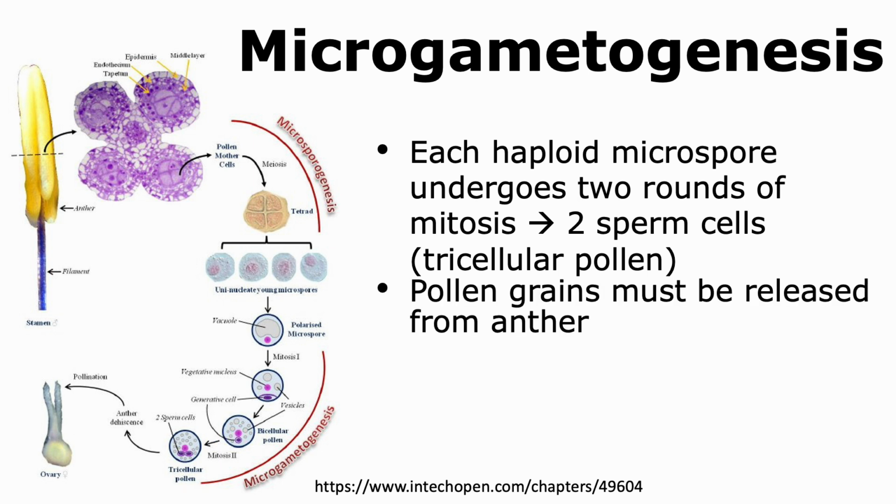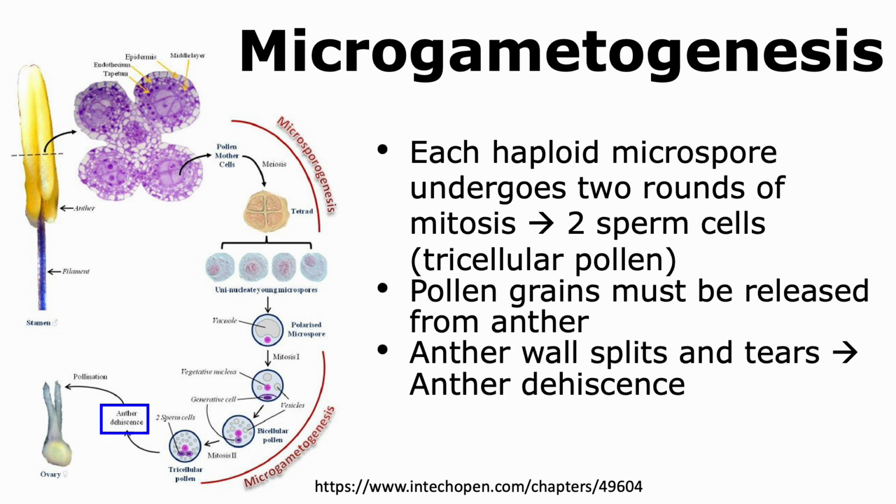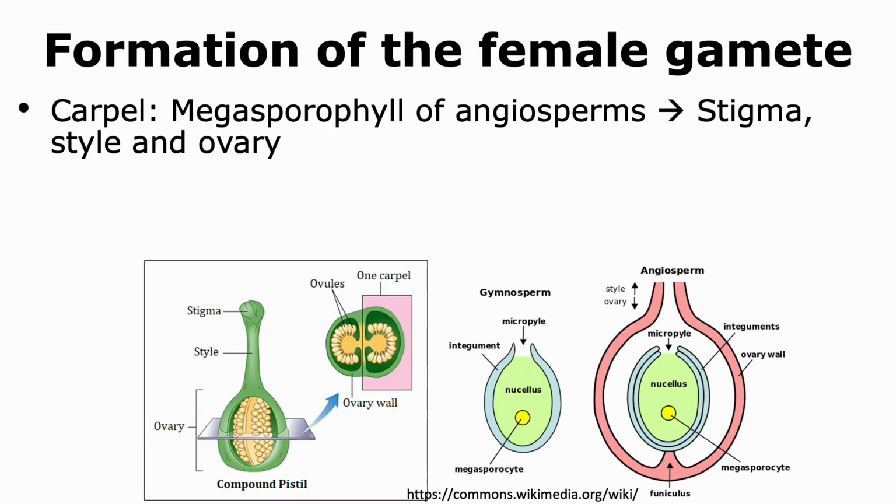The pollen grains must be released from the anther, and this happens by the splitting and tearing of the anther wall. This process is called anther dehiscence and allows the pollen grains to be expelled out from the flower.